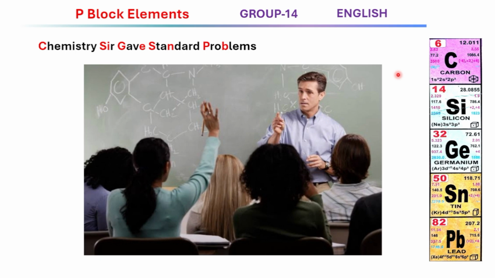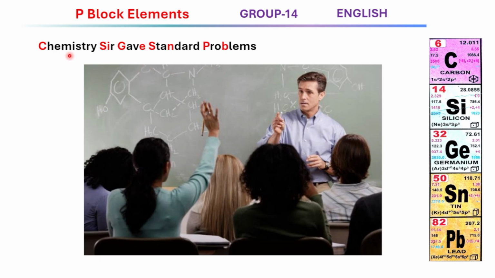Now when you are not able to solve, your parents ask why you cannot solve these things, what is happening. Then you say, father or mother, the teacher is giving very hard problems, very standard problems. So that's why you are not able to solve these things. You tell your parents that chemistry sir gave standard problems.